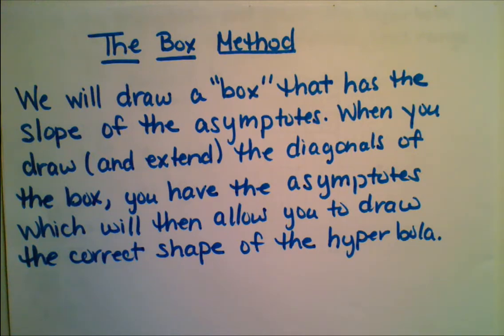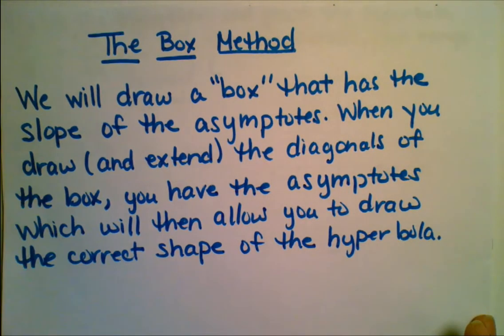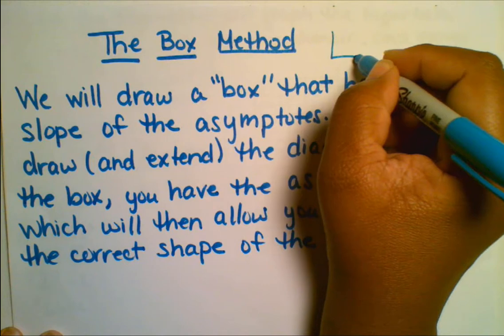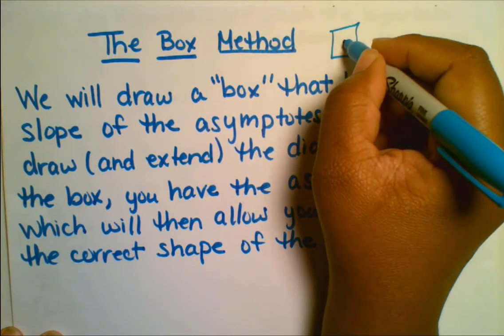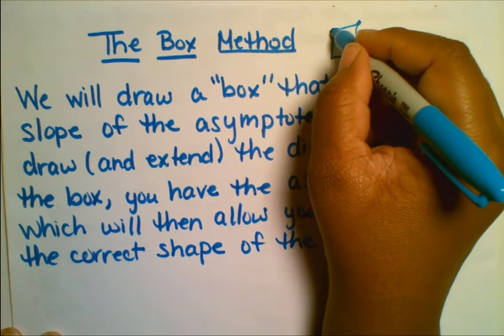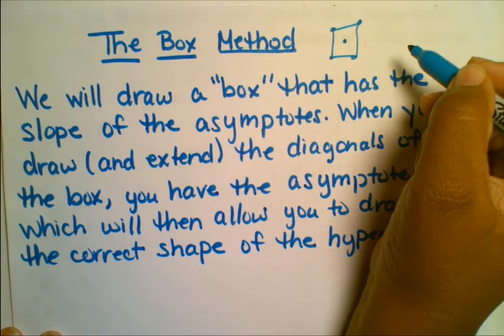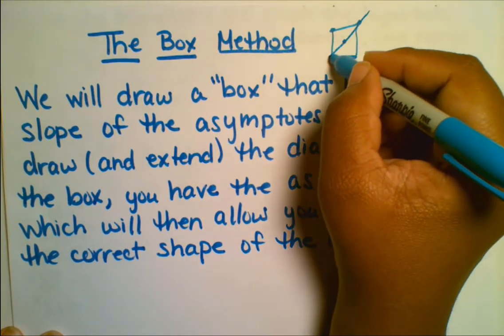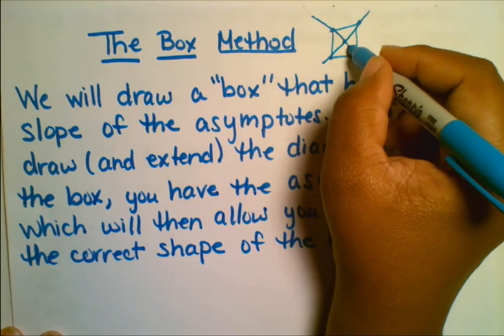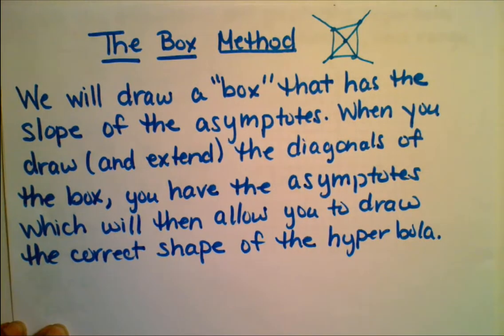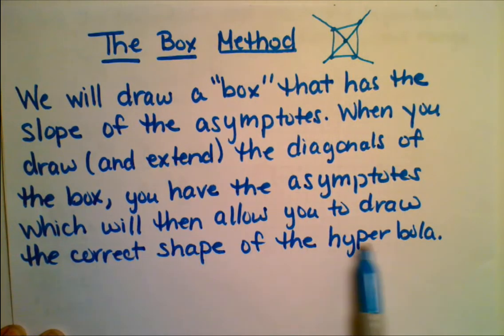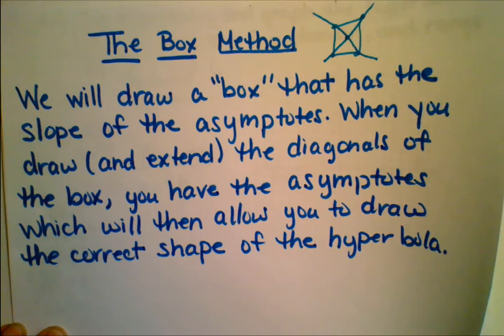So what's going to happen, we're going to be creating 4 points. A box where we have the center here, and then we're going to be creating 4 points, and then we're going to connect and create 2 lines that will be our asymptotes. Okay, and then it says which will then allow you to draw the correct shape of the hyperbola.